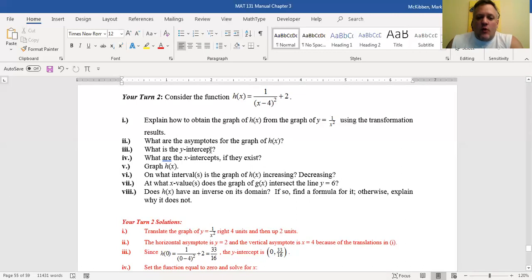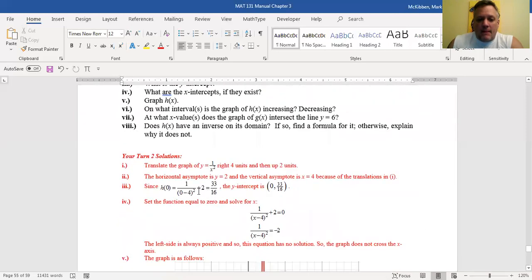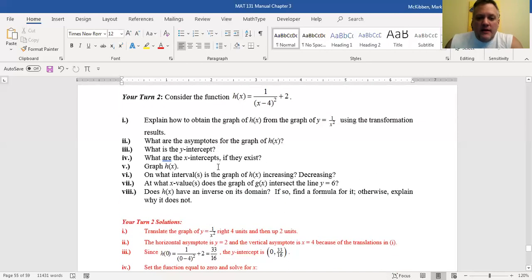In terms of the y-intercept, you're going to plug 0 in for x to get that number. So plug in 0, you get 1/16 + 2. That's 33/16.